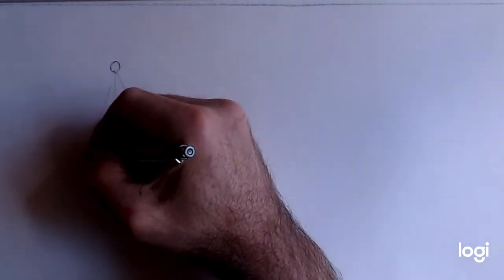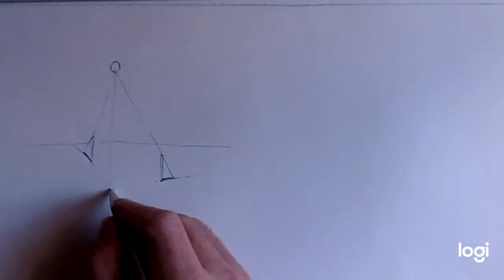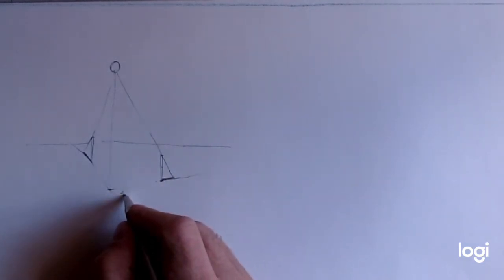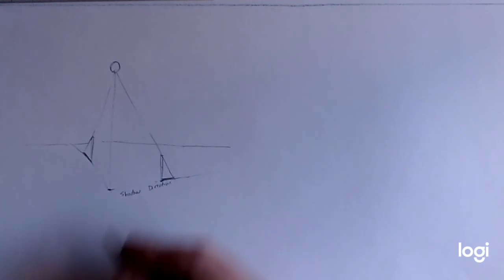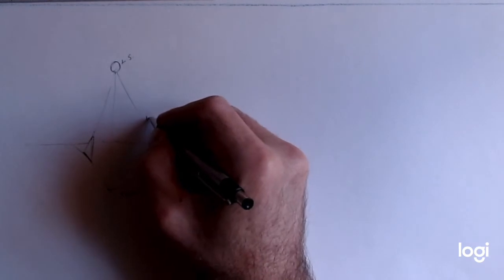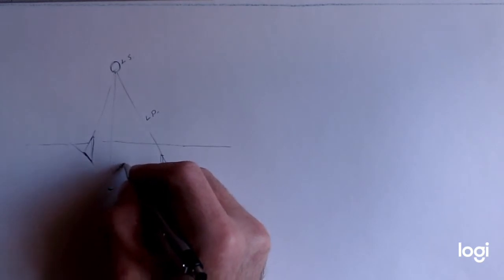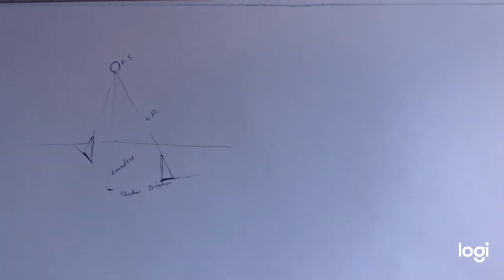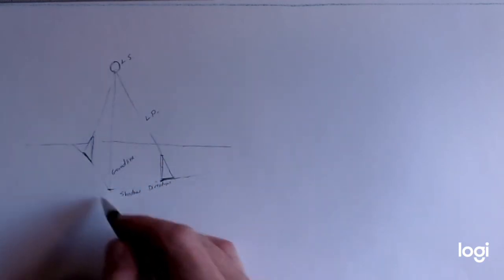Okay? So this is our shadow direction. Here's our light source. Here's our light direction. And here's our connection with the ground. And so for any object, this is how you can figure out where a cast shadow will be: the shape of it, the length of it, the direction of it.